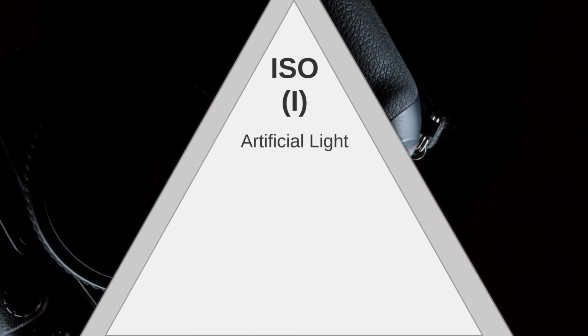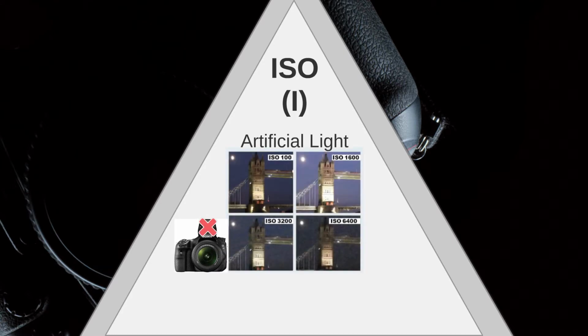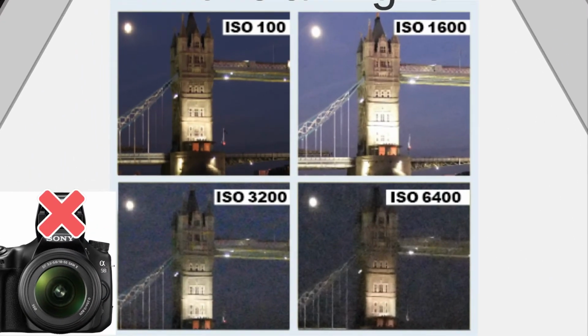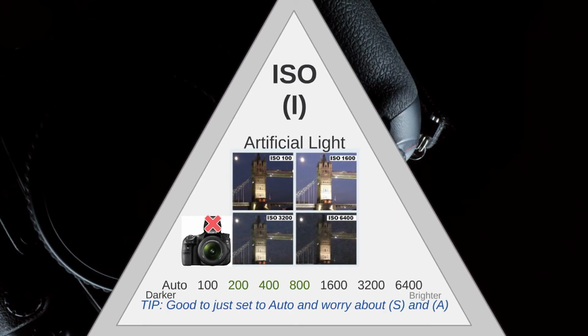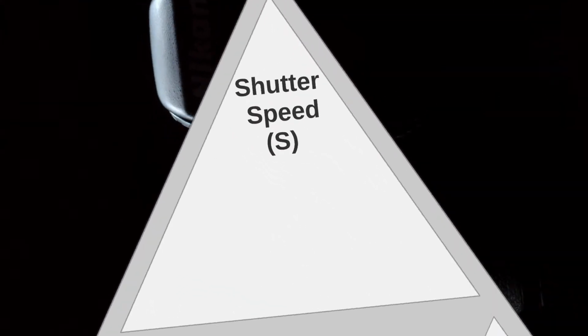ISO. This creates artificial light when lighting is bad or a flash is inappropriate. The scale on your camera can be set as low as 100, doubling up until 6400 or even higher depending on the model of camera you have. But be warned, the ISO actually lessens the quality of the picture, as you can see in these examples, so try to keep it under 800. Another tip, you can set this to auto and simply concentrate on the other corners of the exposure triangle.